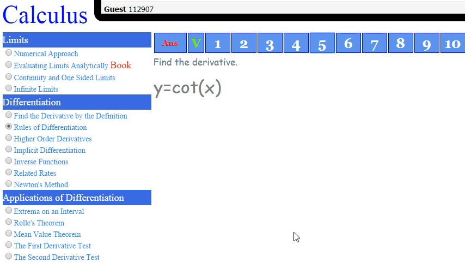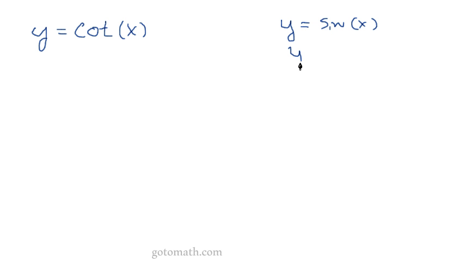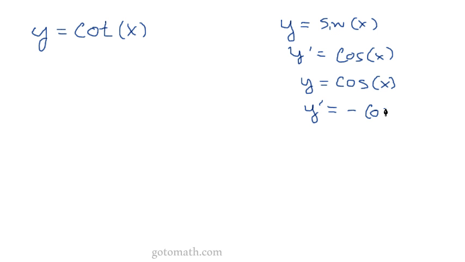Now you should memorize this. However, for this particular one, since we're just starting off learning this stuff, we're going to convert this to sines and cosines, because you should know that if we had y equal to sine x, then y prime is cosine x, and if y were equal to cosine x, we should know that the derivative is negative sine x.